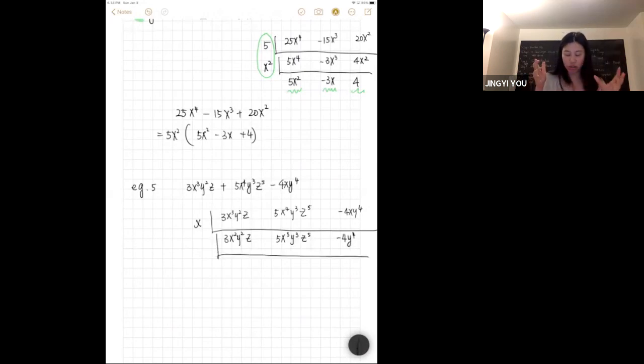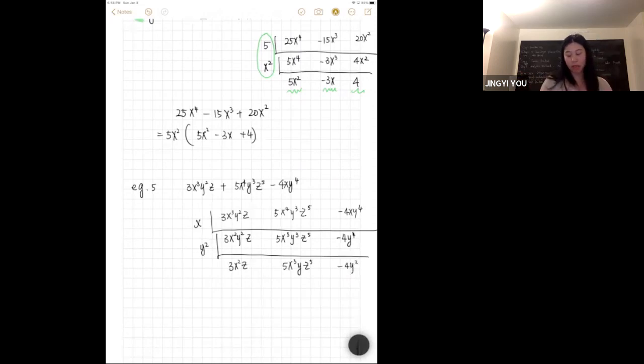Okay, so next we need to check the variable y. So I have y squared, y cubed, and y to the fourth. So the common factor should be y squared. So I have 3x squared z, 5x cubed y z to the fifth, -4 y squared.